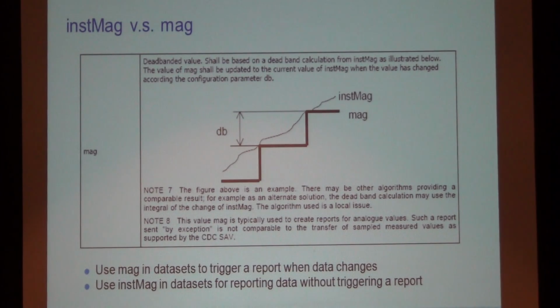So the difference between an instantaneous magnitude and a magnitude value is that some deadband has been applied to it. Now 61850 doesn't define this particular algorithm for every device, but this is representative of the kinds of deadband algorithms that devices implement. So on the magnitude value, you get discrete changes between steps as the voltage changes, whereas with an instantaneous magnitude, you get a reading at whatever point in time that value is read.